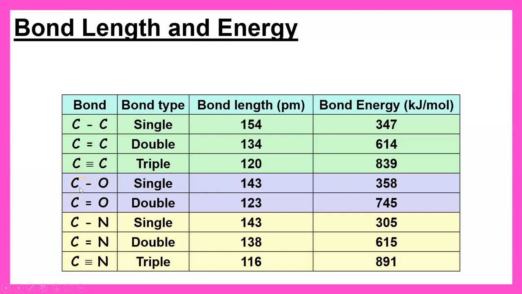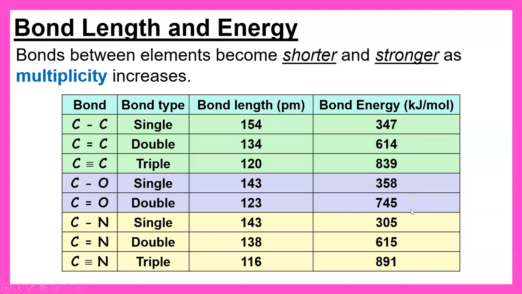Look at here, carbon-oxygen bonds. We see the same thing. Single to double gets shorter and it gets stronger. It would take more energy to break this bond, the double bond, than it would to break the single bond. Look at this carbon-nitrogen bond. We see the exact same pattern.